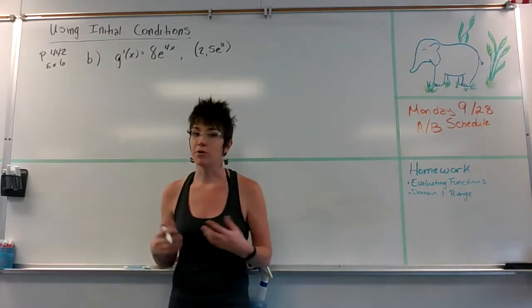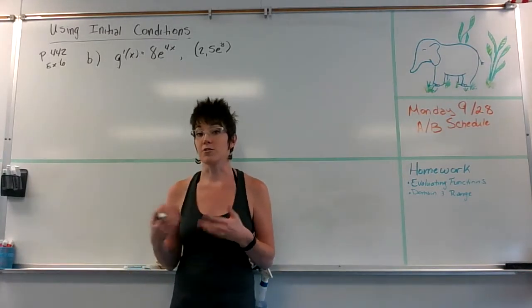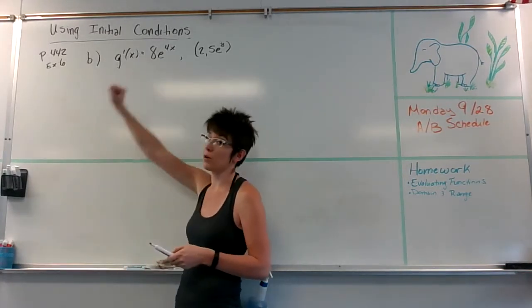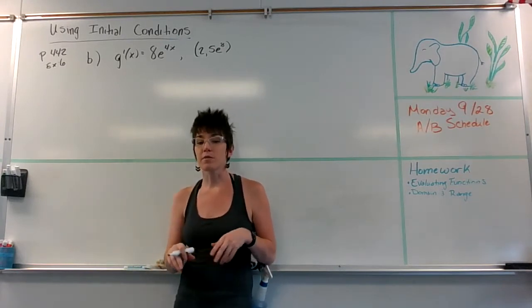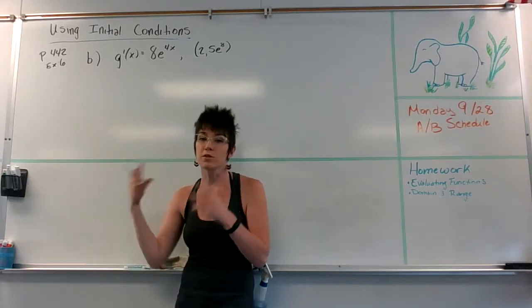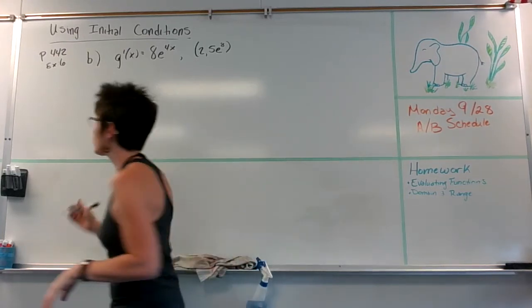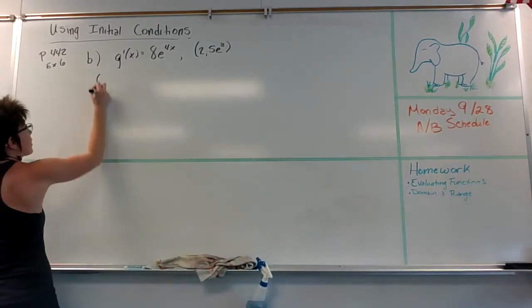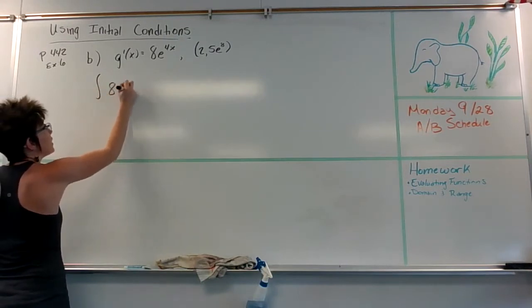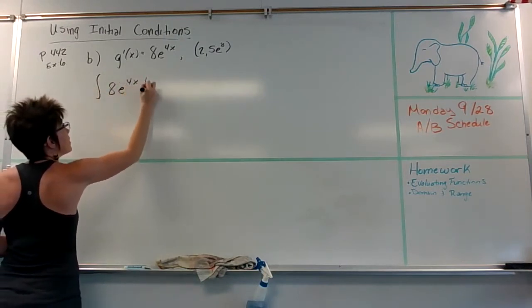So notice they're talking about gradient functions. Again, that's that idea of a derivative. So we're looking at our g prime here. Now, the first step in finding your original function is always going to be the same. Start with finding an antiderivative or integral. So I'm going to start with our integral of 8e^(4x) dx.